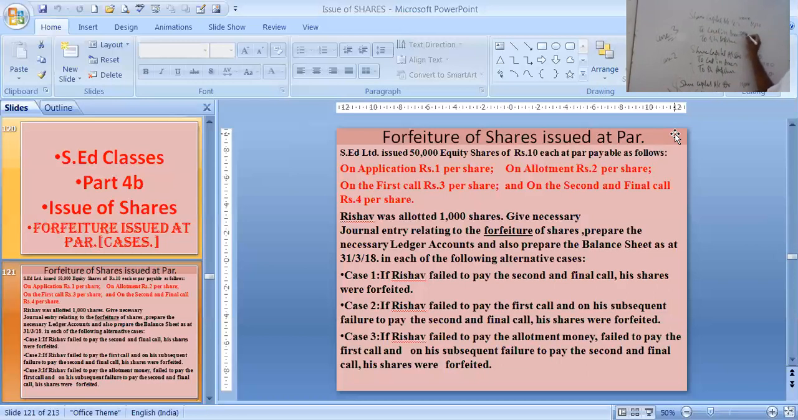Calls in arrear is 9 into 1,000 because 9 rupees the company has not received. Calls in arrear is 9 rupees per share. On allotment, the company has not received 2 rupees, on first call 3 rupees, and on second call 4 rupees. That is 9 rupees, 9,000 rupees. So 9,000 the company has not received, and on share forfeiture only 1,000 the company has received. If you notice, in all the 3 cases our journal entry is the same, but the figures are changing.